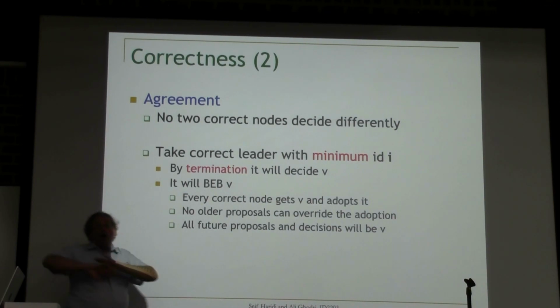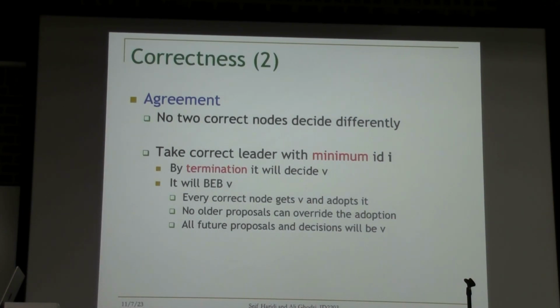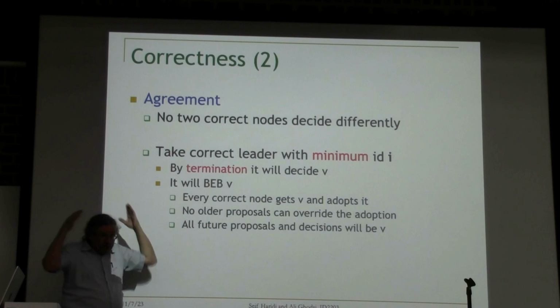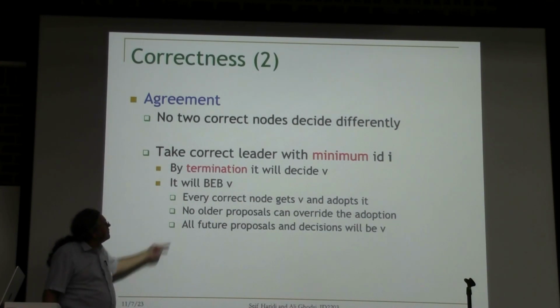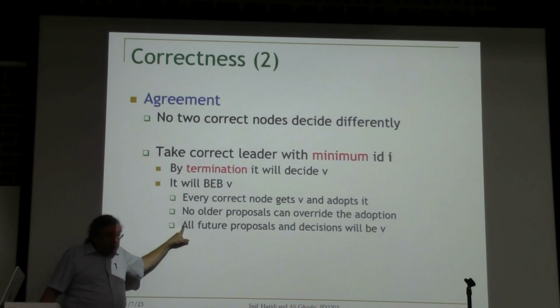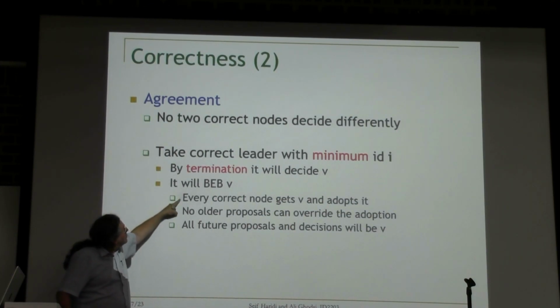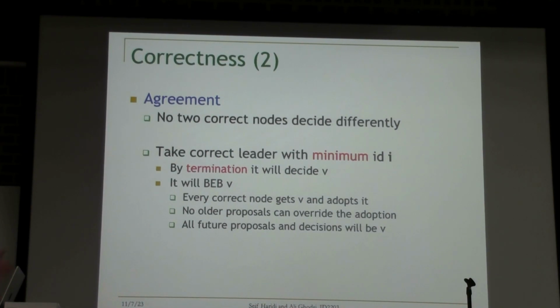And once that happens, all the correct nodes are guaranteed to have the same value. And because of the orphan removal, no older proposals can ever override it. Once the nodes get the value, they all keep it. That means everything that happens after, all future proposals would have to be V. See how it works? So we're actually doing some kind of inductive argument here in a compact way, taking correctly the minimum ID. And then we're basing it on the fact that best effort will give everybody the same value. And then we're done, and they all have the same value.